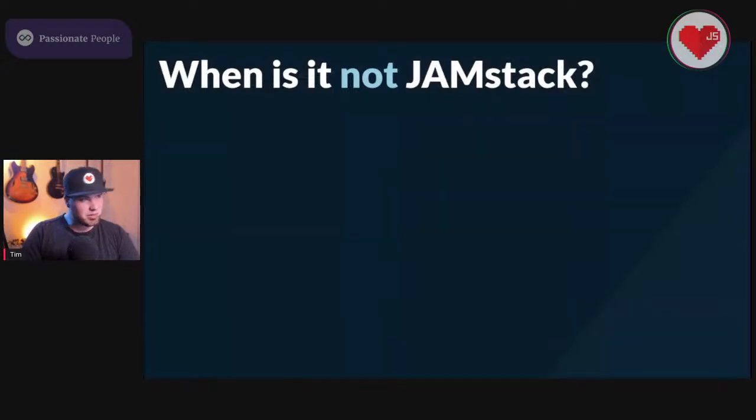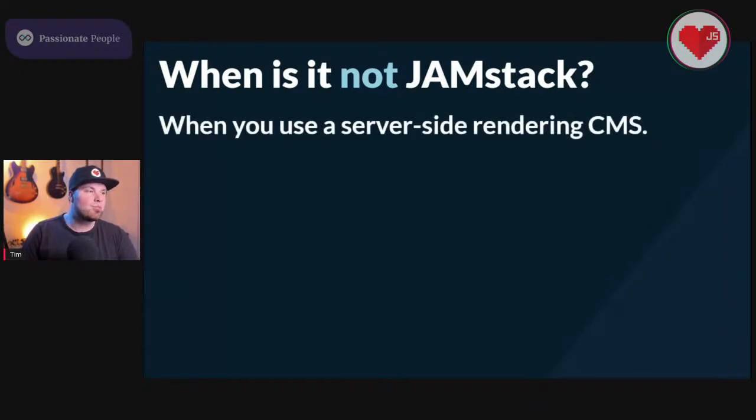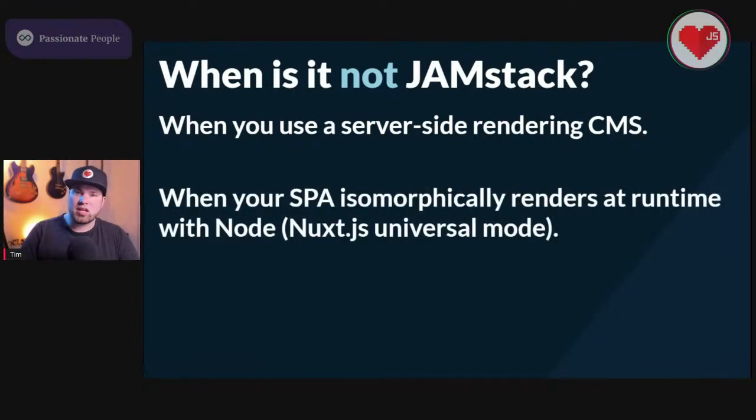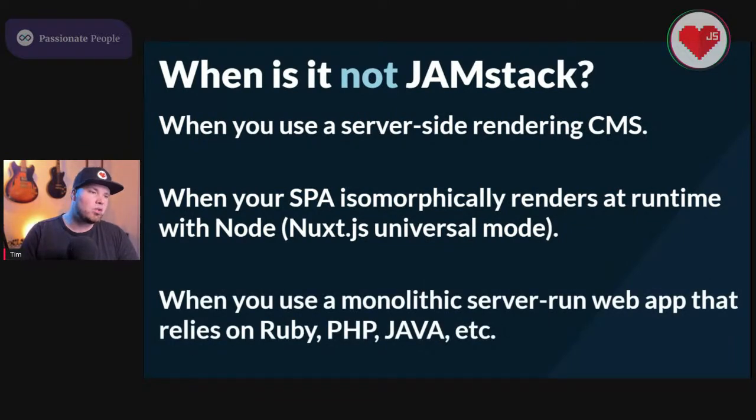This is always a fun part of this talk, because there are a lot of reasons why whatever you are building is actually not JAMStack, because everybody wants to say we did it in a JAMStack way, so it's modern and fancy. But actually, there are a lot of reasons when it's not, and I just want to go over them quickly. When you use a server-side rendering CMS like WordPress with out-of-the-box settings, then it's not JAMStack. When your single-page app has isomorphic rendering at runtime, so your SSR with Nuxt or Next in universal mode, and when you use a monolithic server-run web application that uses PHP or Java or whatever. Showing you this doesn't mean that that is wrong.